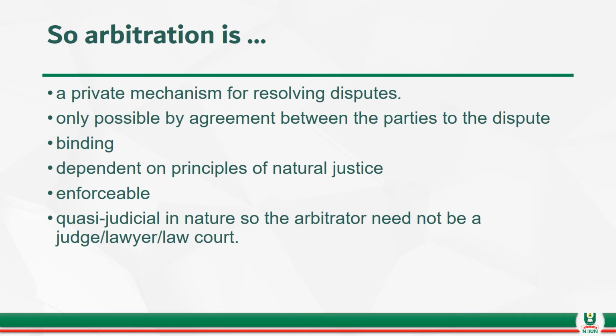So we have been talking about definitions, and we have drawn out some features. First, arbitration is a private mechanism. It is only possible if parties agree to bring a dispute before arbitration. An arbitral award or arbitral decision is binding. In evaluating the issues, the arbitral tribunal is subject to the principles of natural justice. An arbitral award is also enforceable. So it's not just binding, it is enforceable.